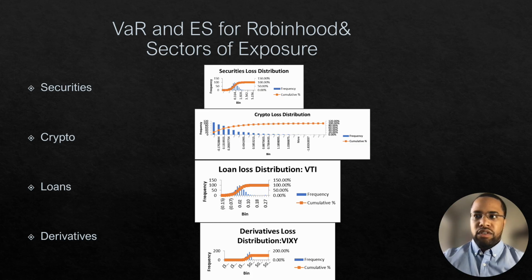So now let's dive into the value at risk and expected shortfall for Robinhood and the sectors of exposure, which in Robinhood's case is made up of securities, crypto, loans, and derivatives. Robinhood's securities under custody represent the largest segment of their portfolio, valued at $96.3 billion as of June 2024. The value at risk and expected shortfalls for these categories are pivotal for Robinhood's operation.